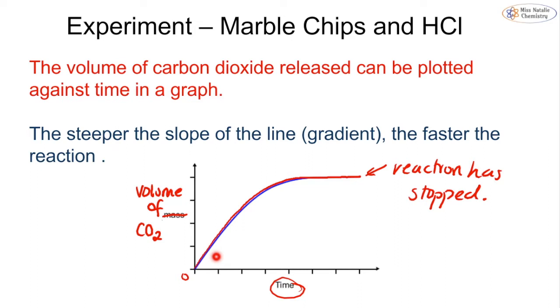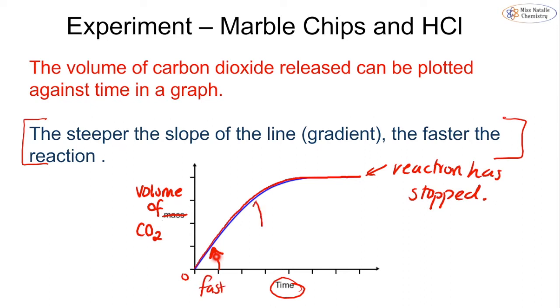What you may be asked is to explain what the graph shows. And the graph is there to tell us about the rate of the reaction. And it is this bullet point here. The steeper the slope of the line, or the higher the gradient, the faster the reaction. So we can see at the beginning here the line is particularly steep. So this is going to be a fast reaction at the beginning.